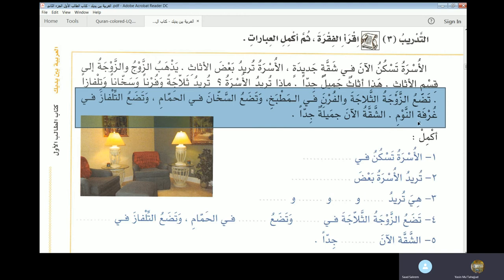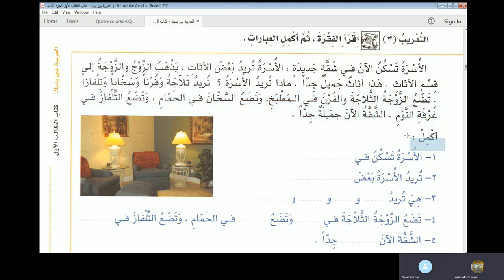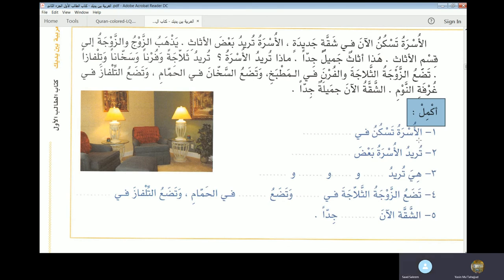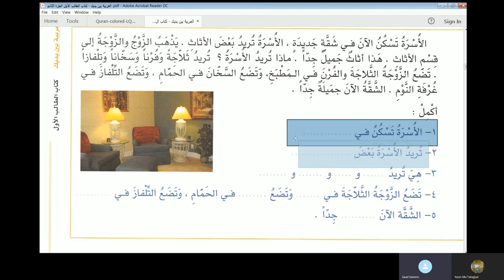Oh, no, the bedroom. Al-shaqqa al-aan jamila jiddan. Now the apartment is very beautiful. Akmil means complete. He's asking you to complete these phrases. Now, usratu taskunu fi al-shaqqa al-jadida. Now try to complete the next phrase without looking at the paragraph.